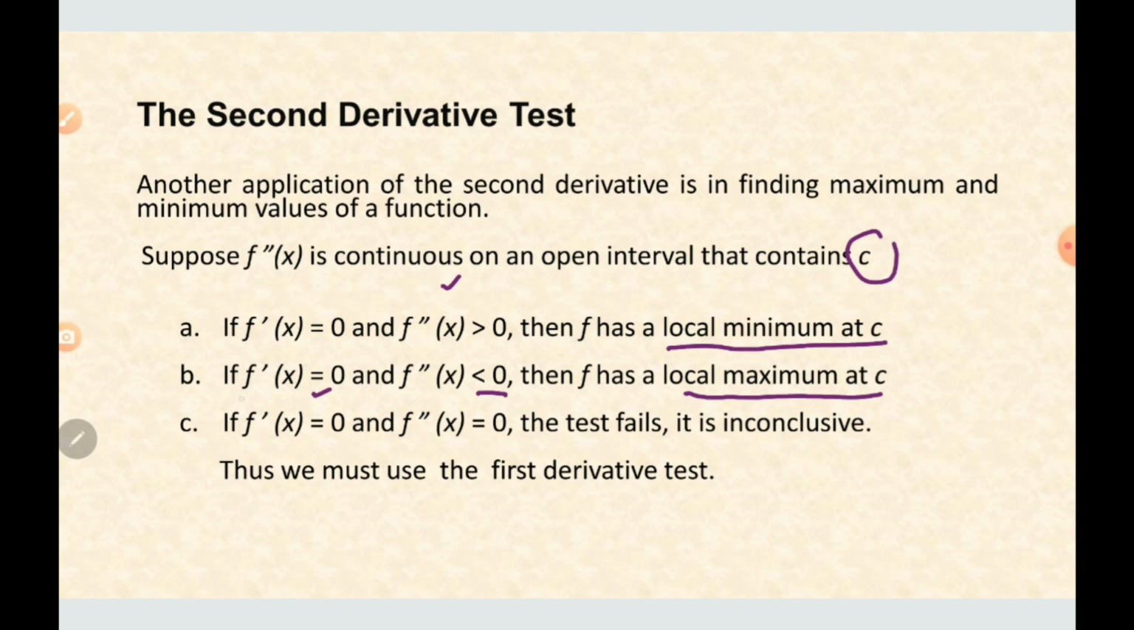And lastly, C, if f prime x equals 0 and f double prime x also equals 0, then we can say that the test failed. It is inconclusive. Therefore, how to solve? Thus, we must use the first derivative test. Okay.